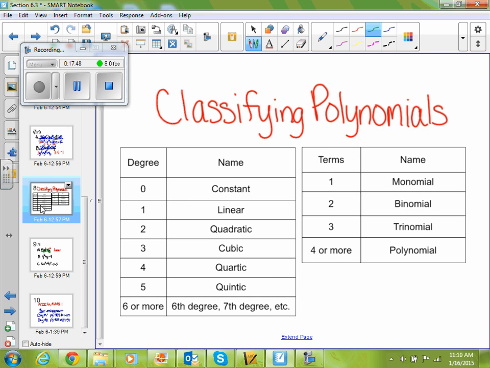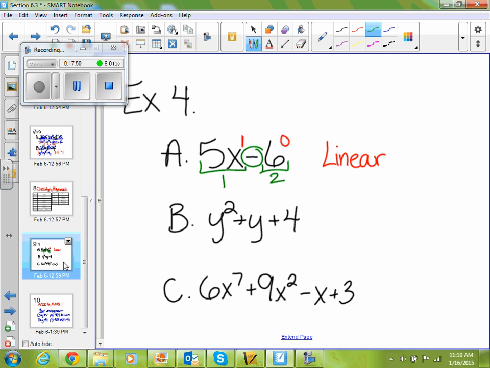Okay, bi means 2, so I have binomial. That means that if I were to fully classify this function, it's called a linear binomial. Okay, you have to include both.